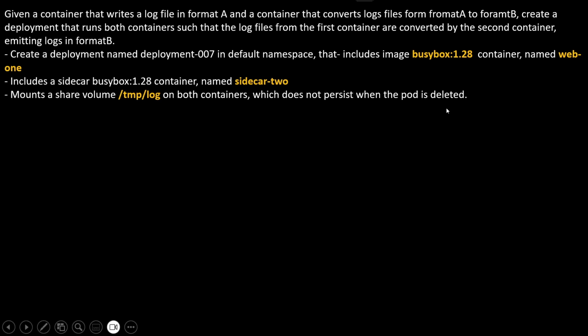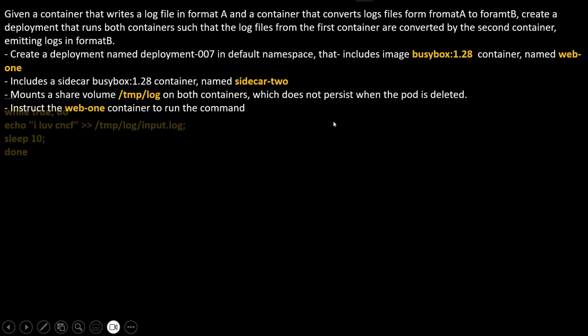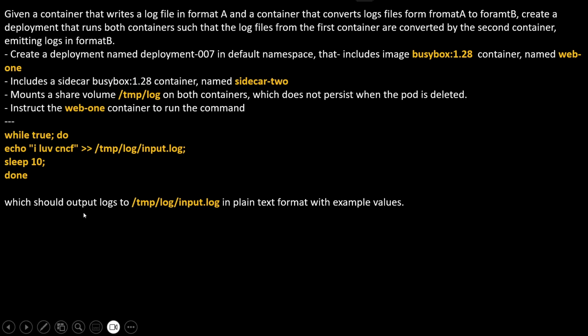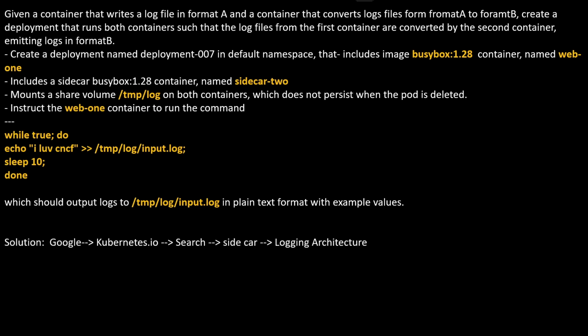It means that they are asking us to create a volume, emptyDir, and instruct the web one container to run the command. This is the command that we need to run, which should output to /tmp/log/input.log in a plain text format with example values. Solution: as of now, we know that we need to create a sidecar.